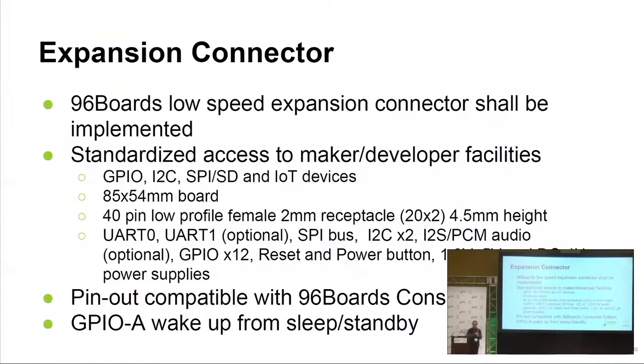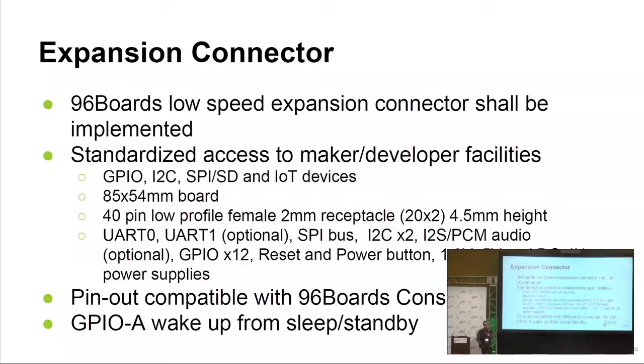The expansion connector is key. The 96Boards Enterprise Edition shall support the low-speed expansion connector that is the same as the 96Boards Consumer Edition. It's mandatory that the same expansion cards, the mezzanine cards that can be used on the Consumer Edition, shall be used also on the Enterprise Edition. This is extremely important because this is what enables the ecosystem of makers.